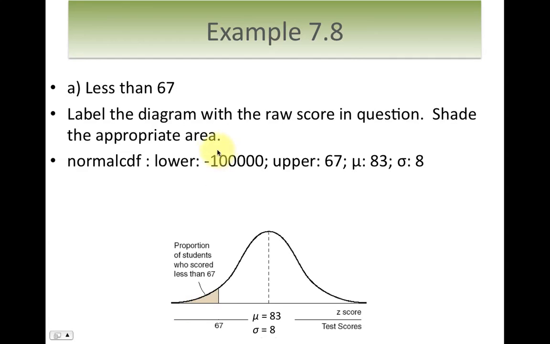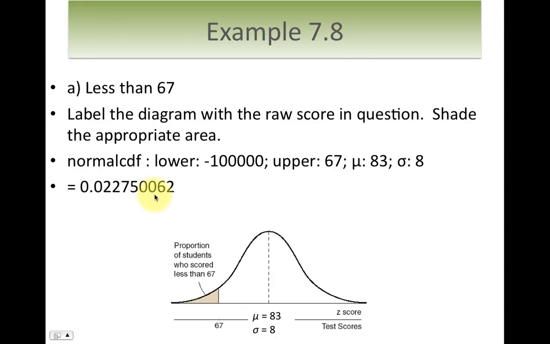So we're going to go to our calculator's NormalCDF function. We're going to enter a lower value of negative 100,000 for negative infinity, an upper value of 67, a mean of 83, and a standard deviation of 8. And when you put that into your calculator's NormalCDF function, you get the proportion of area, 0.022750062. That's the proportion of students who scored less than 67. That's not the number of students, that's the proportion of students.